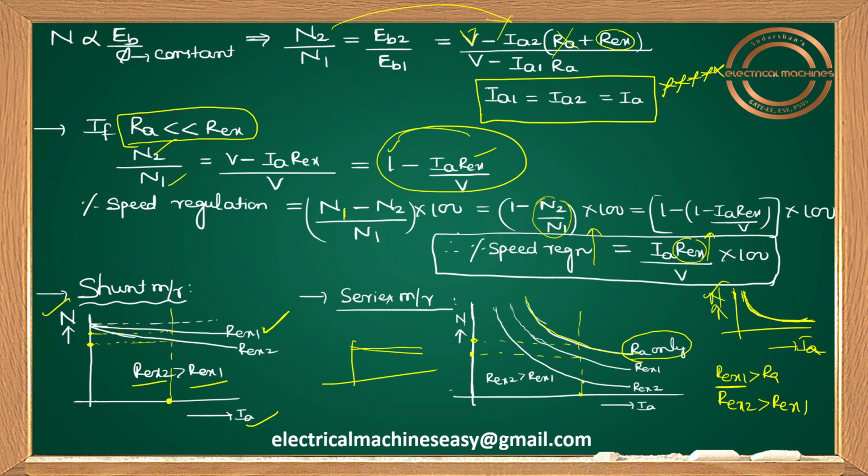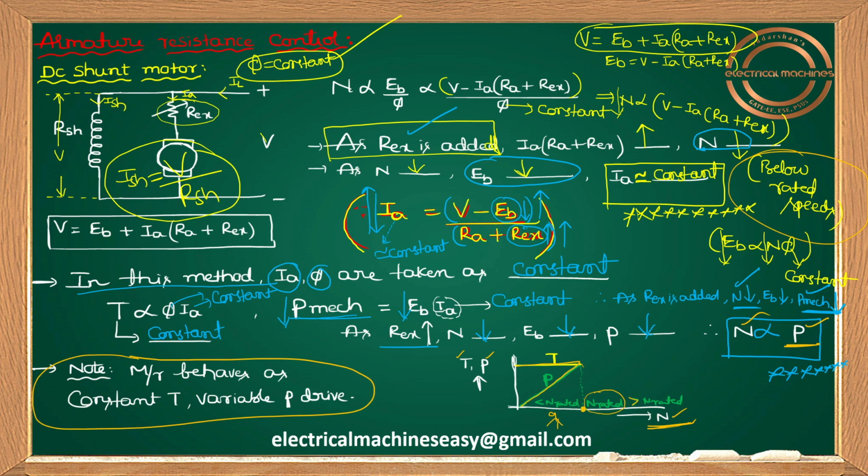So once again, for REX1, at this particular load, speed is this much, which is less than the speed corresponding to REX1. Okay, so simple. In the armature resistance control method, you are going to have below rated speed. As REX is added, obviously you will be getting low speeds. That's the reason.